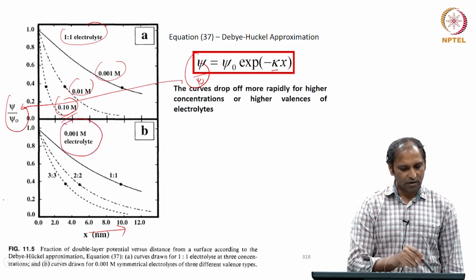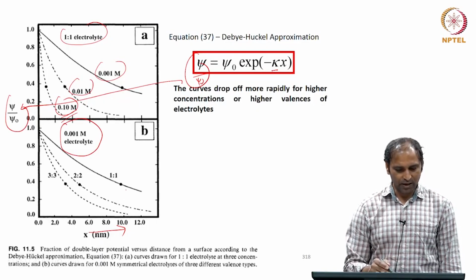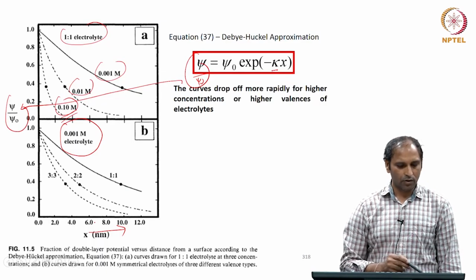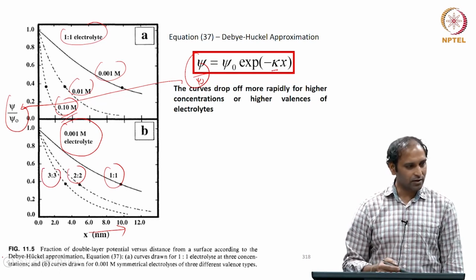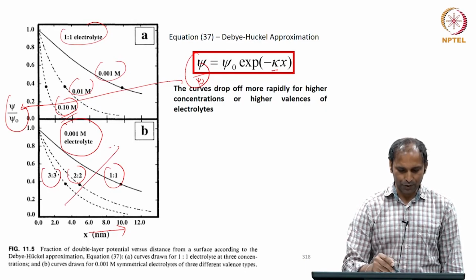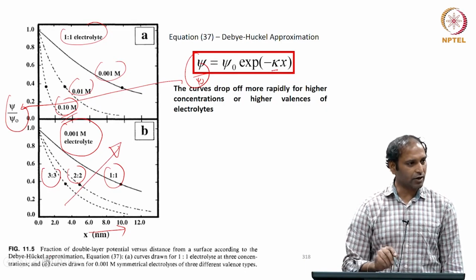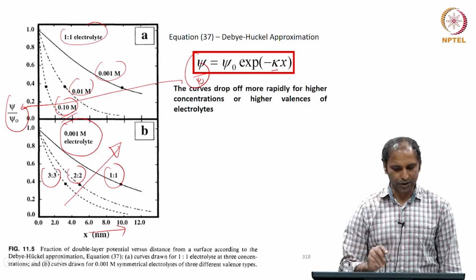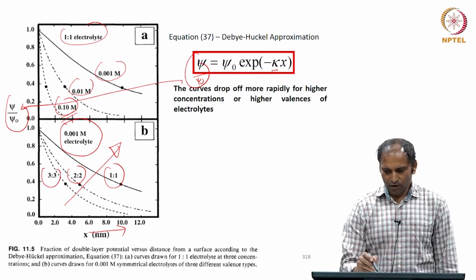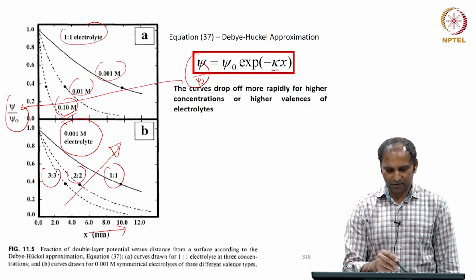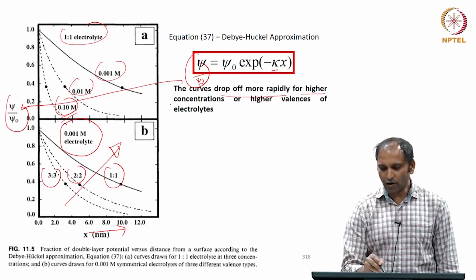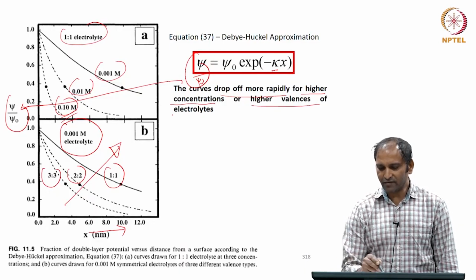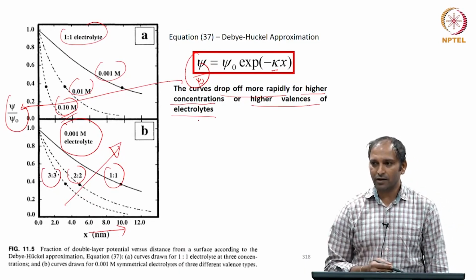However, if I fix the concentration of the electrolyte and change the type of electrolyte, 1:1, 2:2, 3:3, again symmetric electrolyte, you will again see that the potential decrease becomes more and more gradual if you change the electrolyte from 3:3 to 2:2 to 1:1. So, therefore, the plots of how the potential varies drop off more rapidly for higher concentration or higher valencies of the electrolyte.